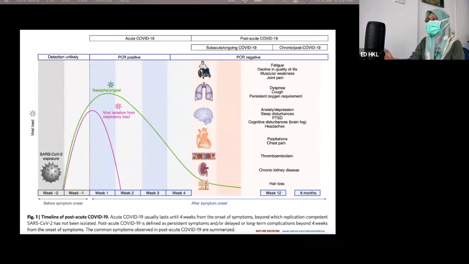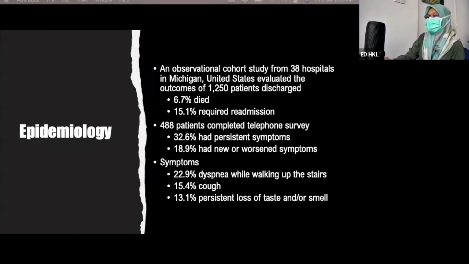What are the symptoms? Generally, I believe you all have encountered at least one or two, right? Everyone has encountered them. So we are at the phase of receiving post-COVID-19 patients now. Generally, they complain of fatigue, decline in quality of life, and they don't ambulate much at home. Cough, chest pain, shortness of breath are very common. Palpitation too. Who has met PE patients? Okay.